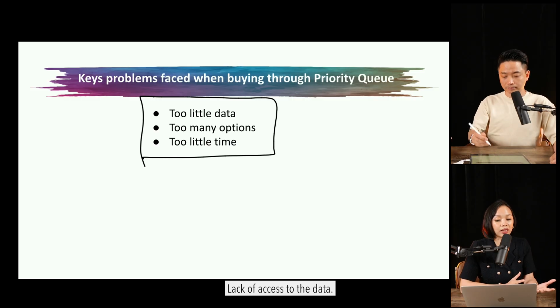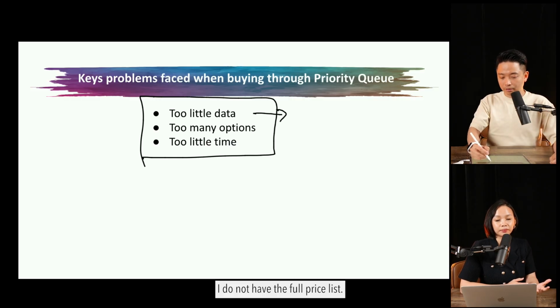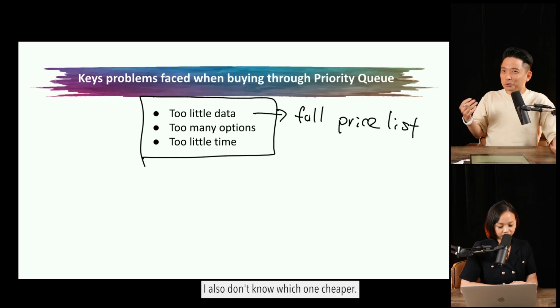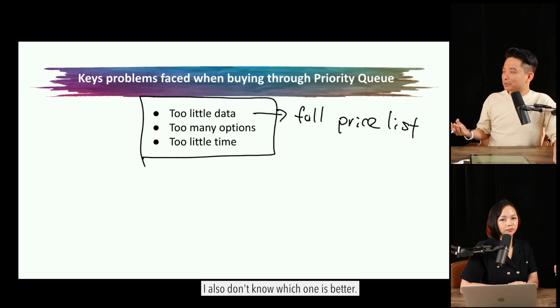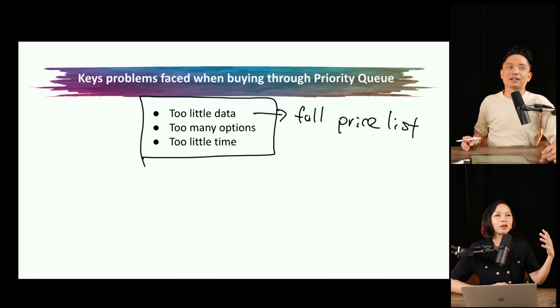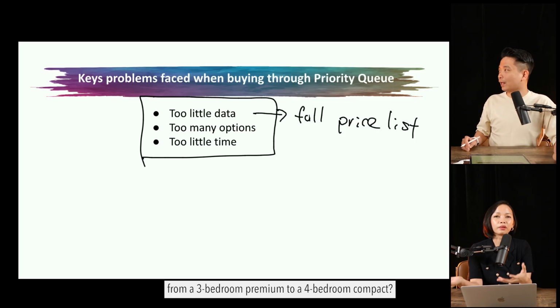Lack of access to the data. I do not have the full price list, so I have to check one by one. I also don't know which one is cheaper, I also don't know which one is better. I don't know which facing, what's the premium. Does it make sense to top up from a 3-bedroom premium to a 4-bedroom compact?